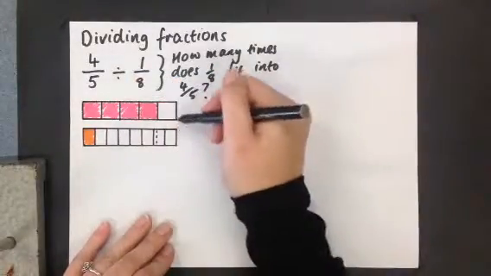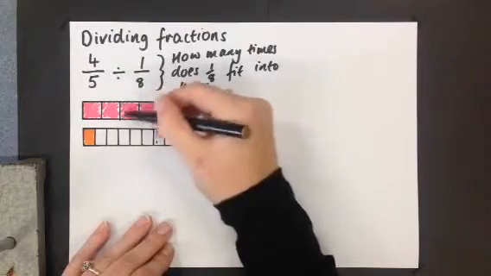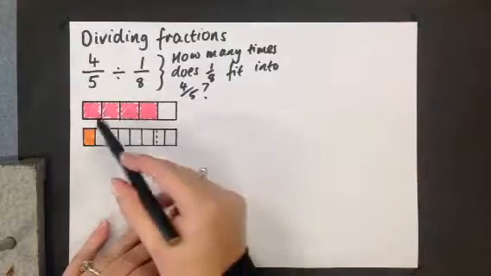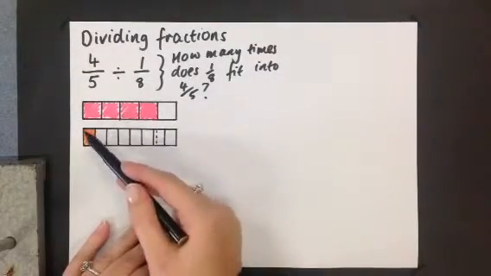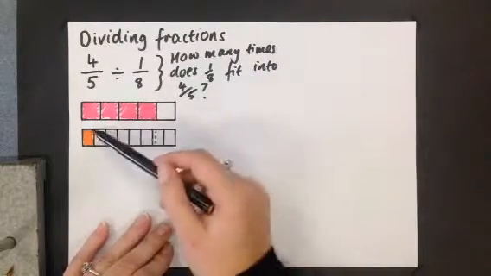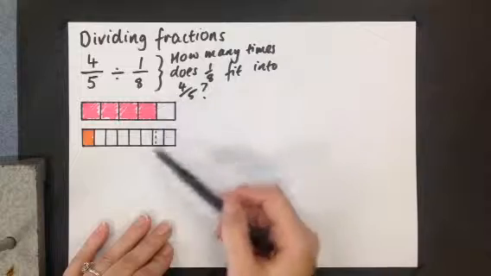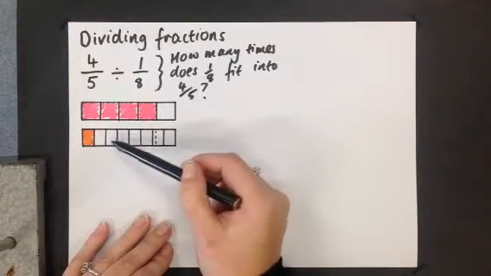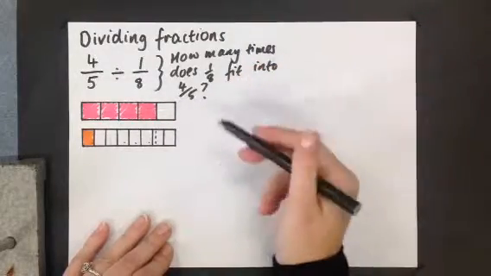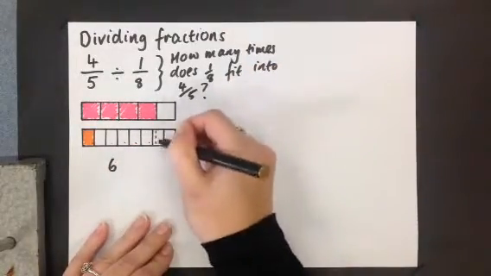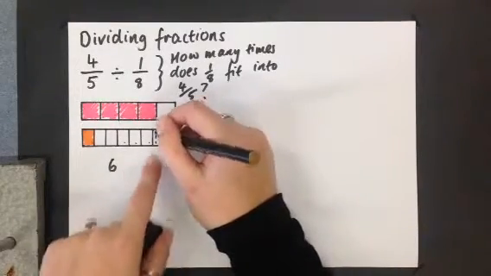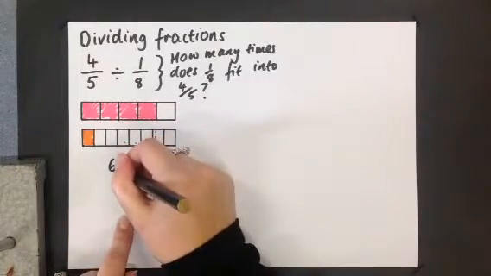So I've got a diagram here. The two bars are of equal size. The first bar is divided up into fifths and the second bar is divided up into eighths. I've shaded in 4/5 and I've shaded in 1/8. So now, how many times does this 1/8 fit into the 4/5? Well, I can see there's 1, 2, 3, 4, 5, 6 and just a little bit left over. And this little bit left over, if I divided my eighth up into fifths, would represent 2/5.